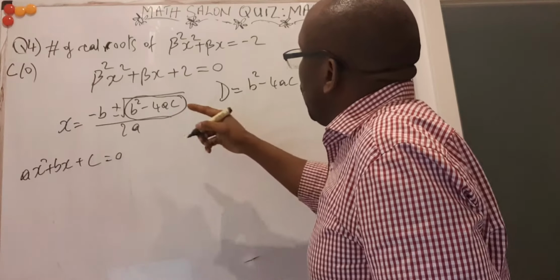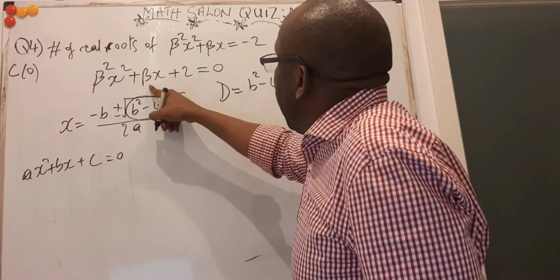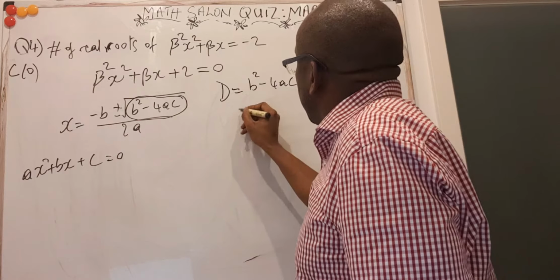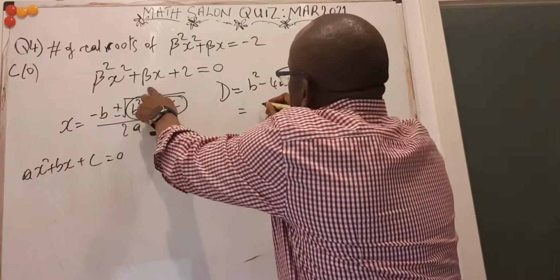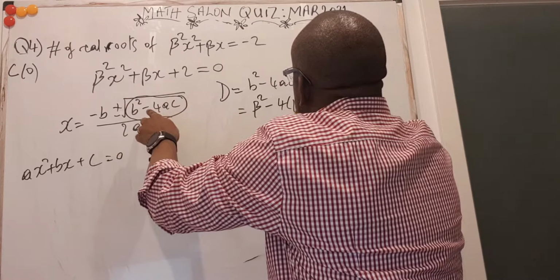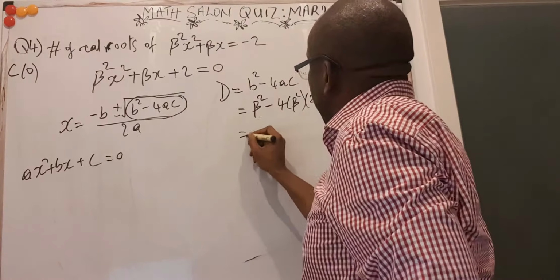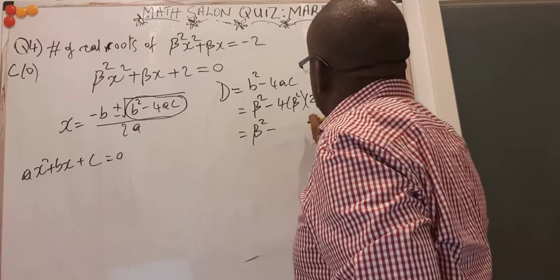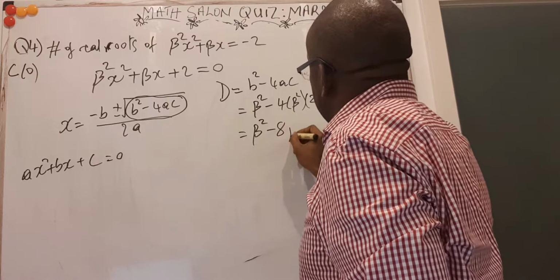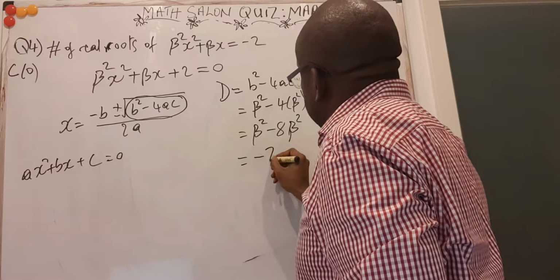So if this is true, then from here, my a is beta squared, my b is beta, and my c is 2. So this is going to be b, beta squared, minus 4 times a, which is beta squared, times c, which is 2. If we do that, that is beta squared minus 2 times 4, which is 8 beta squared. Beta squared minus 8 beta squared is minus 7 beta squared.